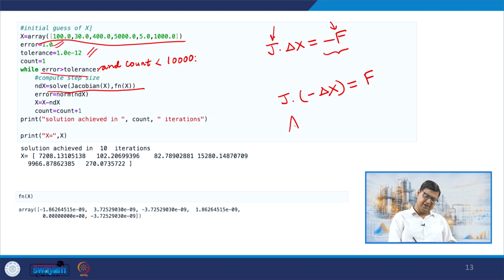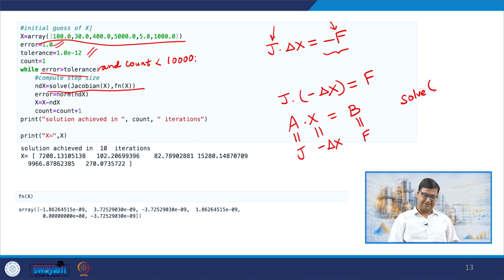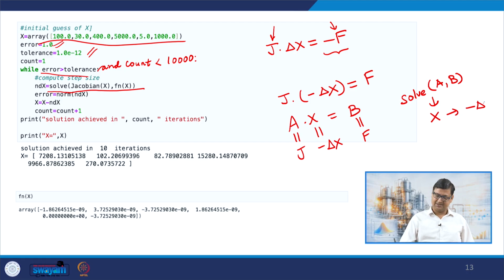So it is of the form ax equal to b, where in our case a is equal to j, x is equal to minus delta x, and b is equal to f. So the solve function takes essentially as input a and b, and it gives me the output as x, which in our case is minus delta x. And clearly once the norm of that minus delta x becomes very small, I want to stop.